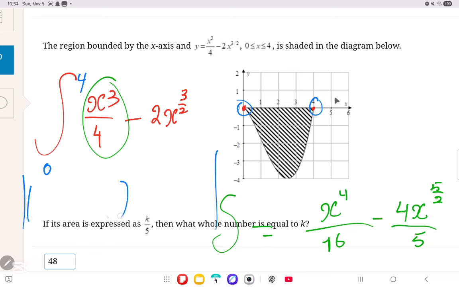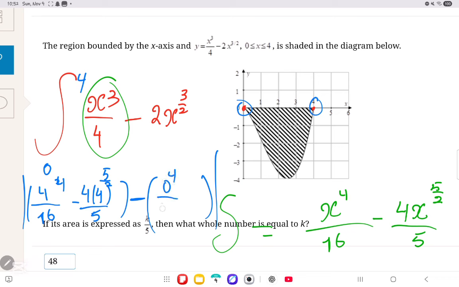Then I will open my brackets. I will put 4 to the power of 4 over 16 minus 4 times 4 to the power of 5 over 2 over 5, minus, then again 0 this time, so 0 to the power of 4 over 16 minus 4 times 0 to the power of 5 over 2 divided by 5. So I'm going to put it on my calculator. 4 to the power of 4.